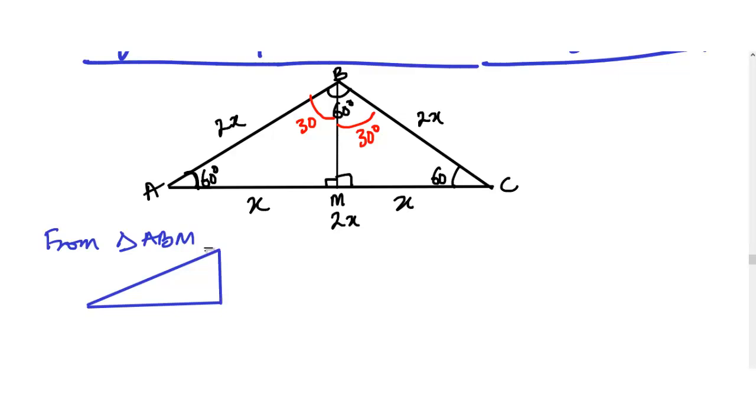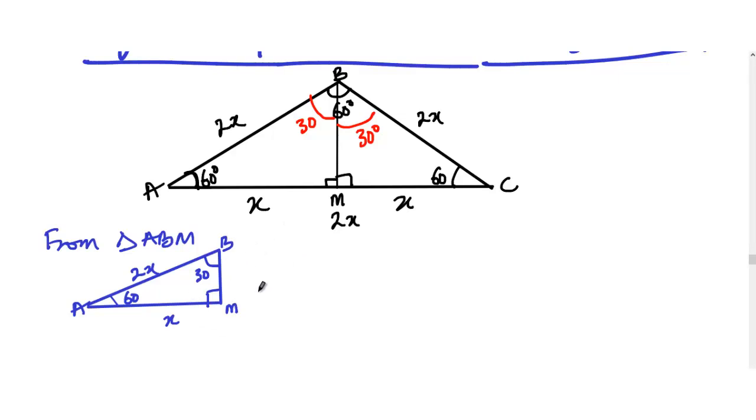So triangle ABM will look like this. For this triangle here, don't forget that this is 60 degree. So this is 60, this is 90, and definitely this will be 30 degrees. So this is A, this is B, this is M. So this is 2x, this is x. So basically we need the length of this side BM.